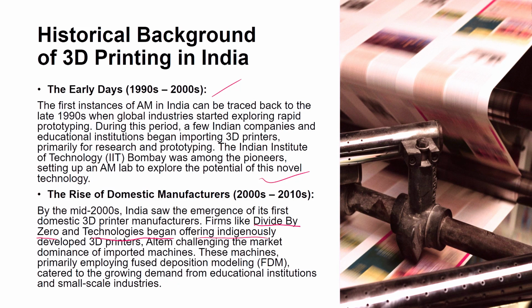Then Altum also challenged the market by bringing new machines, and they challenged the import. These machines, primarily employing fused deposition modeling, catered to the growing demand from educational institutions to small scale industries. The primary beneficiaries, or you may say takers, of these devices were primarily the educational institutions like IITs or IIMs, and then some small scale industries. They started taking these machines as well as products or byproducts of these machines, or the end products of these machines.